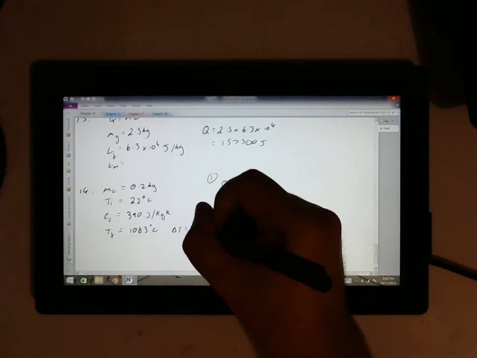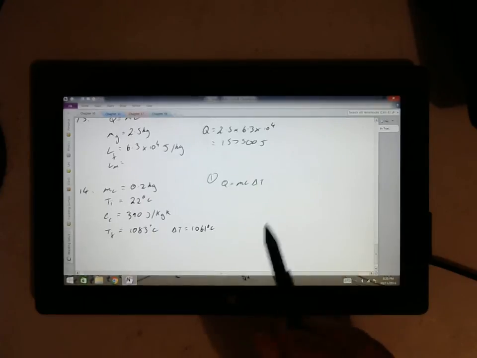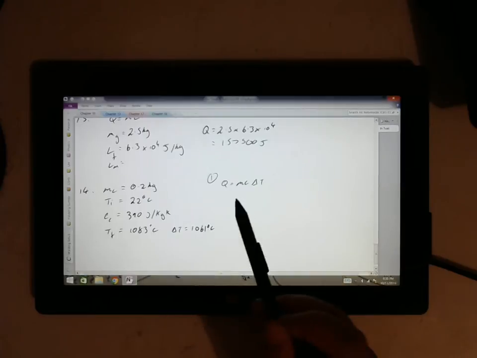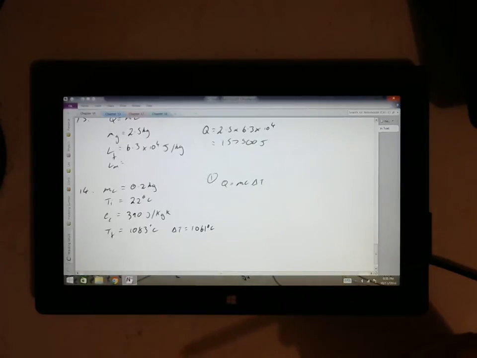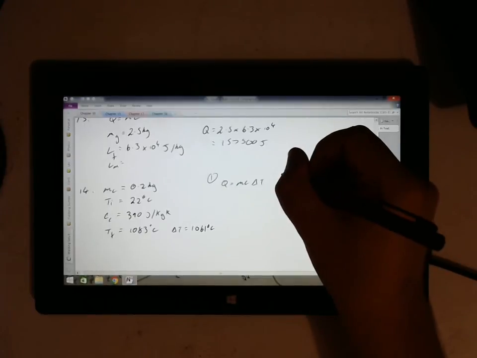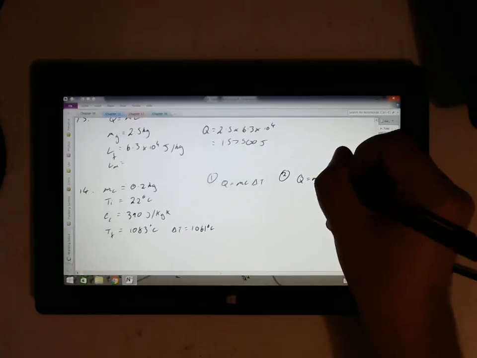We're going to get 1061 degrees Celsius. Well, we can see here now we've got mass, we've got C, we've got delta T. Well, we can work out the energy to raise it to melting point. And well, what happens after that? Now it's going to start to melt. It's going to go through that phase change, and that's going to be Q equals ML.